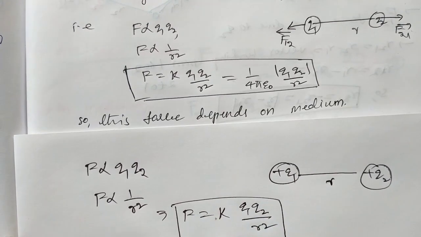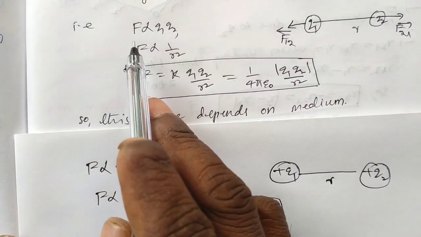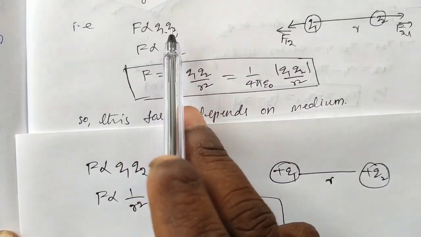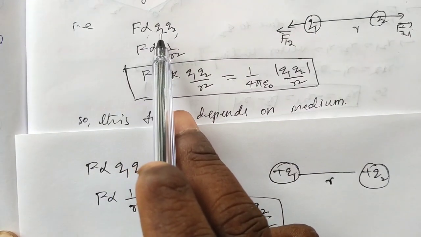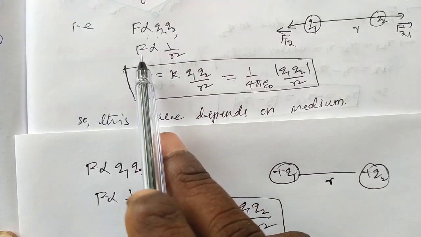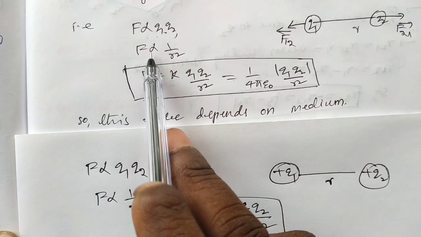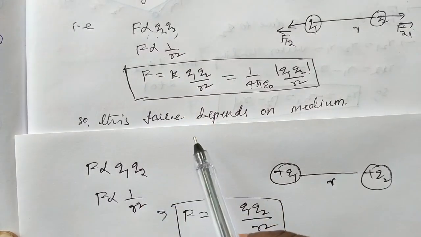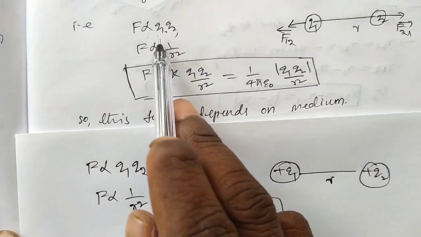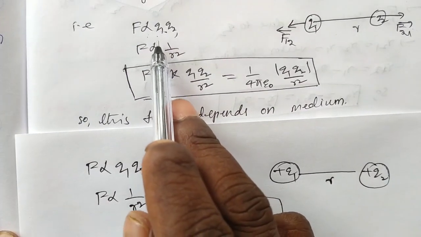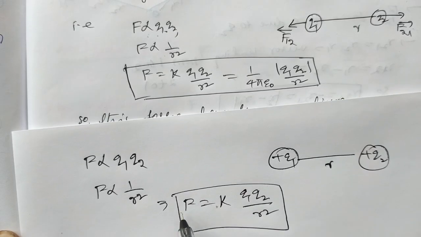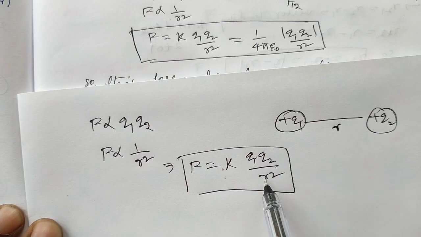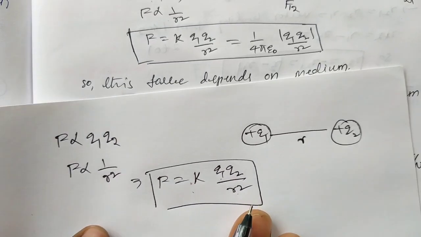F is the force between the two charge carriers. The force is proportional to the product of the two charges, that is Q1 Q2, and also the force is inversely proportional to the square of the distance between the two charges. From these two concepts we can write F is equal to K Q1 Q2 by R square.